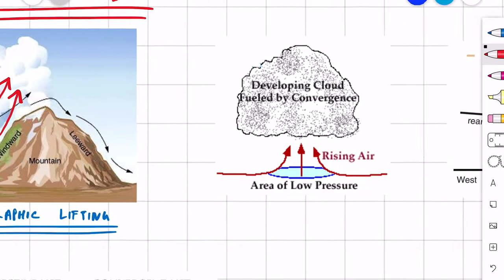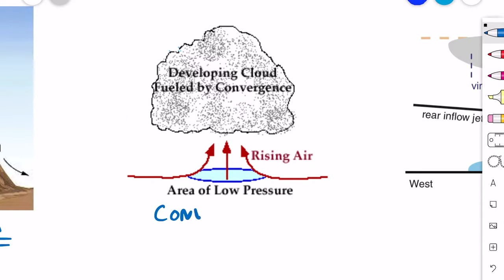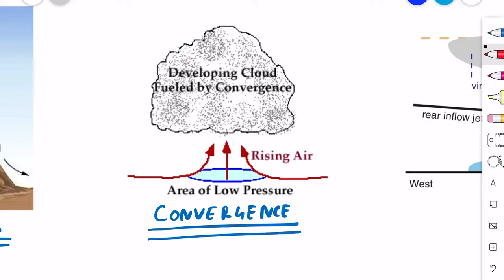So the next trigger action is because of convergence. Convergence is when there is a low pressure on the surface. Like over here, we can see that this is an area of low pressure. It's written here as well. So when there is low pressure, the air starts to converge at the surface and diverge at some altitude. The air rises up and thunderstorms are formed.